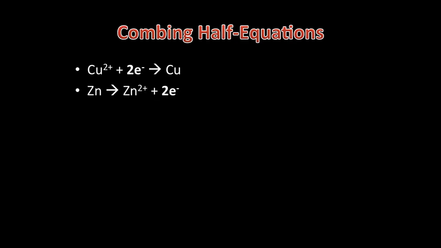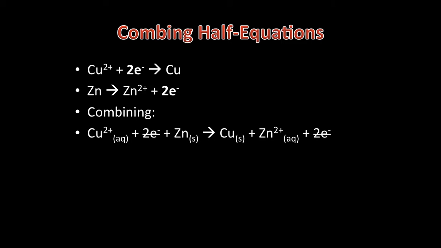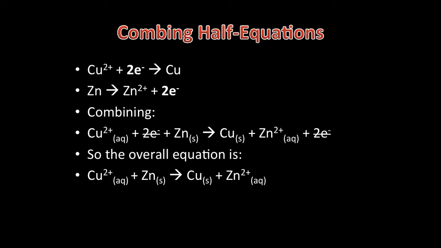Now to combine the two half equations. If you have written your half equations correctly, you should notice the electrons are on opposite sides. The second step is to balance the electrons. In this case there are 2 electrons on each side, so they are already balanced and cancel out in the overall equation. Finally, we need to rewrite the equation without the electrons.